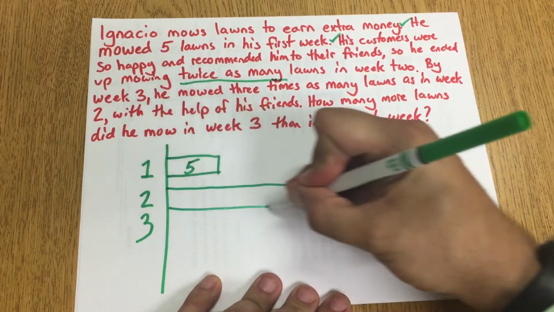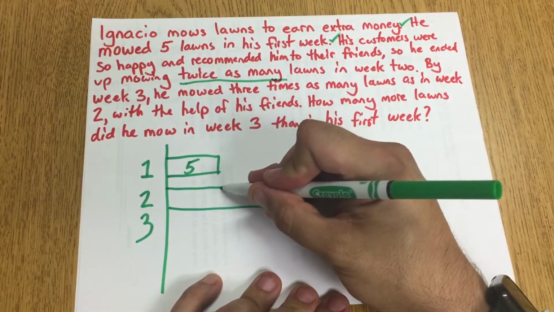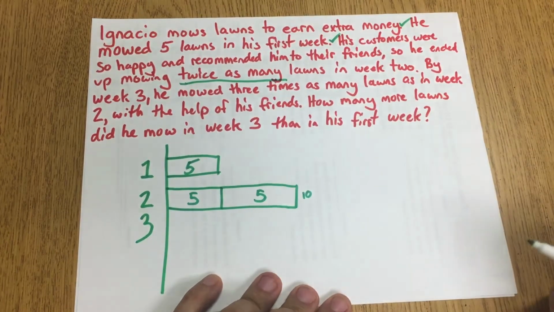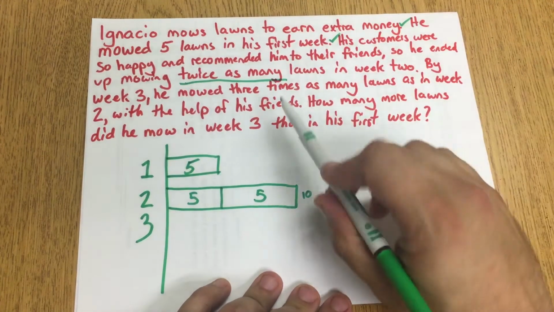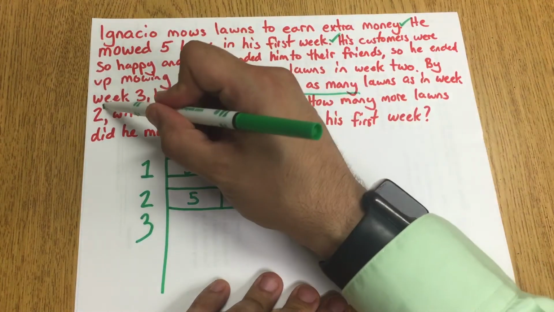And again, somebody might want to come up here and draw one big box and write 10, but we don't want to do that yet. We want to recognize that that's 5 and 5, which is the same as 10. By week 3 now, he mowed 3 times as many lawns as in week 2.